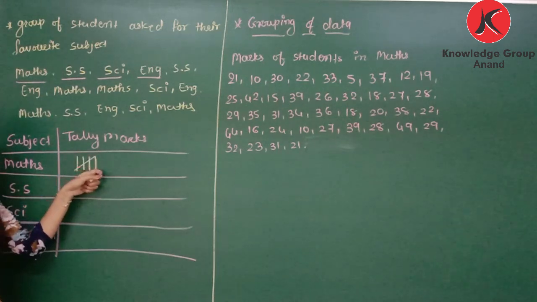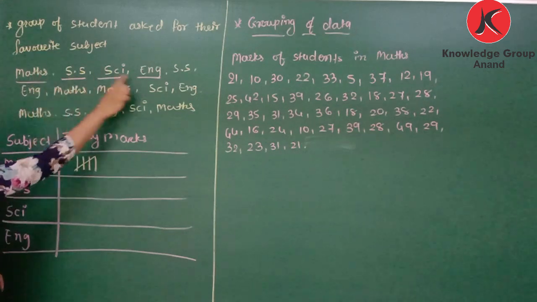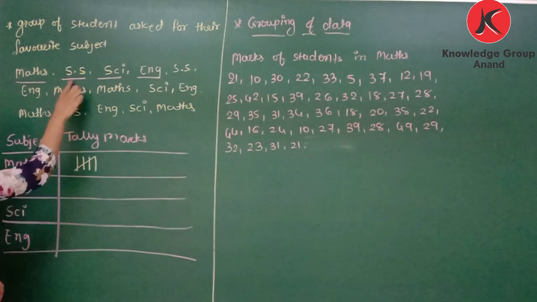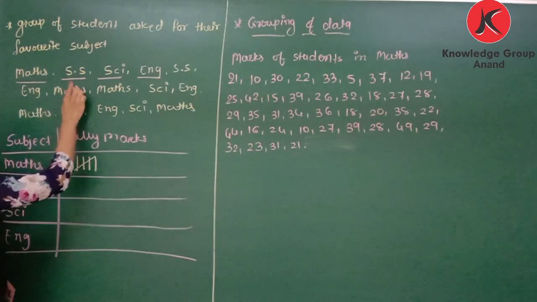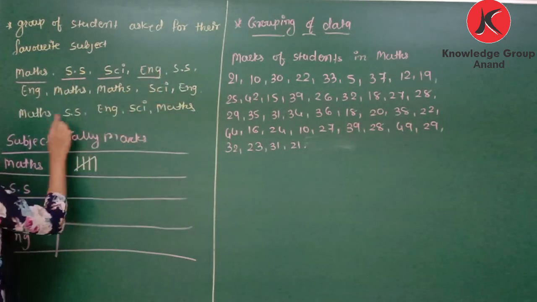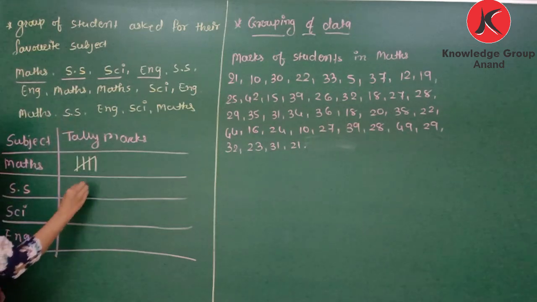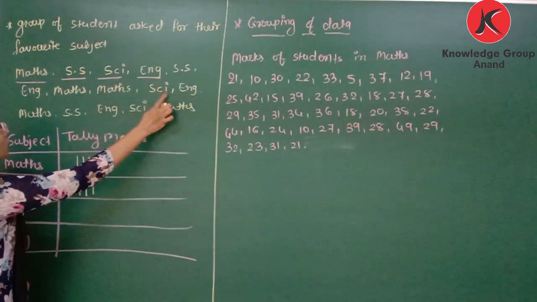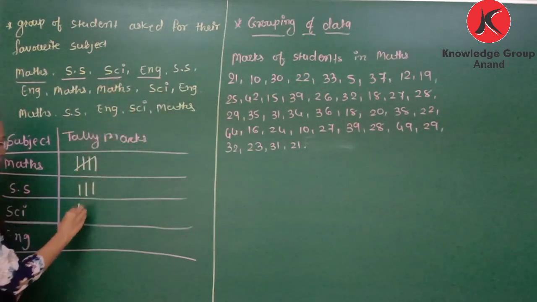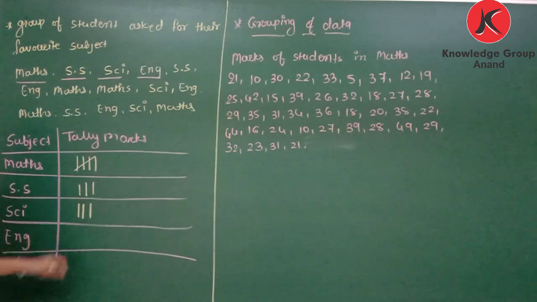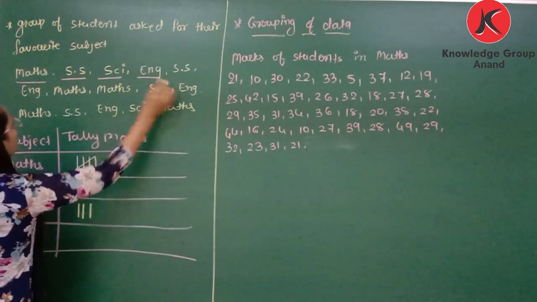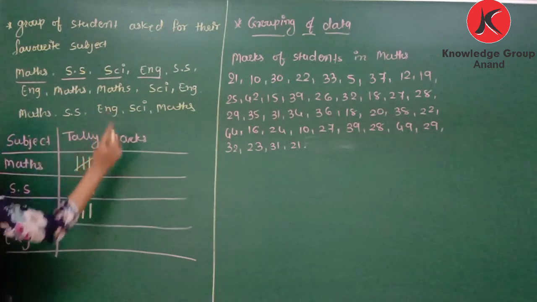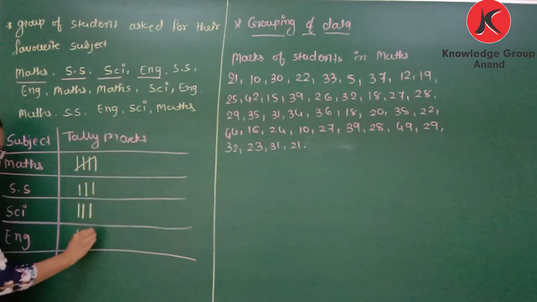So this represents 5 students like maths. Again check 1, 2, 3, 4 and 5. So 5 students like maths. Now how many students like social science? Here 1, 2, 3 students like social science. So we can represent 3 lines for social science. Science, so here 1, 2, 3. Again 3 students like science. And English, so 1, 2, 3, 4. 4 students like English.